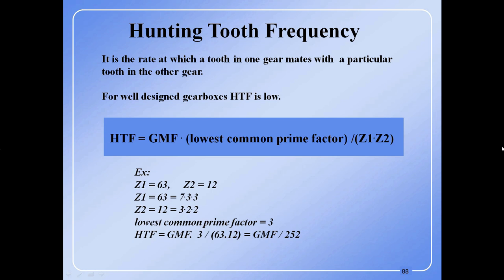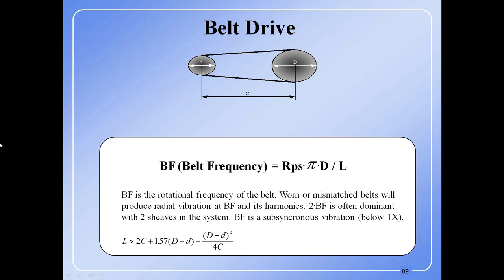HTF equals GMF times the lowest common prime factor, divided by Z1 times Z2. Z1 is equal to 63, which is 7.3.3, and Z2 is equal to 12, which is 3.2.2. The lowest common prime factor is equal to 3. HTF equals GMF times 3 divided by 63 times 12, which equals GMF divided by 252.